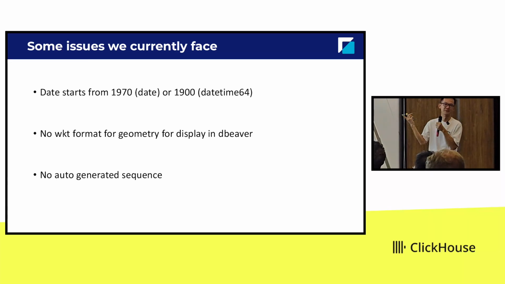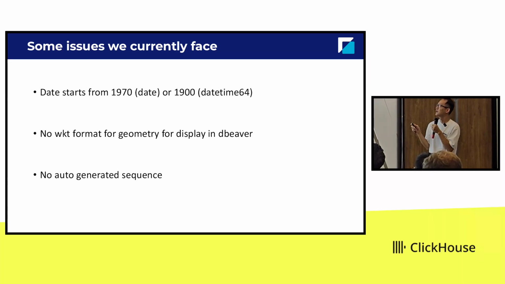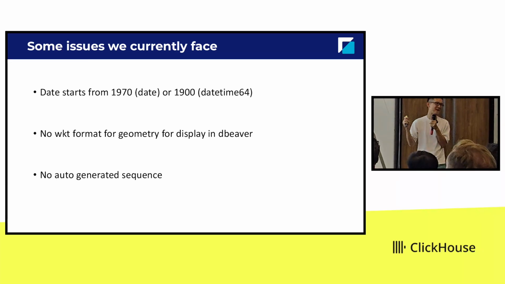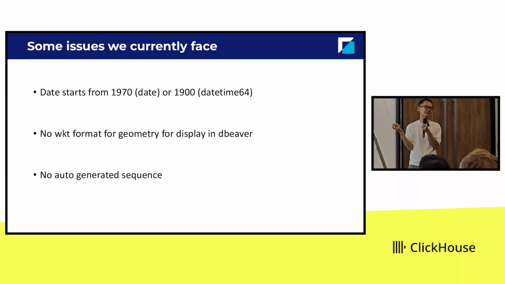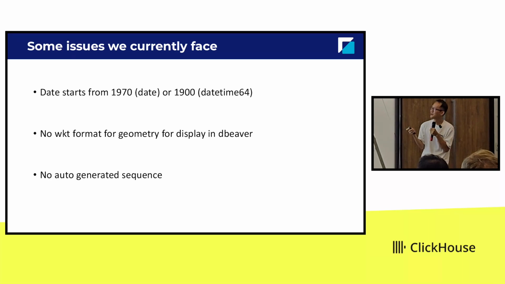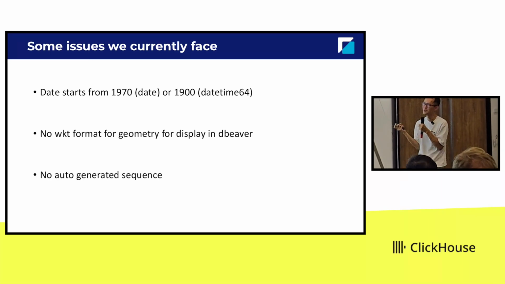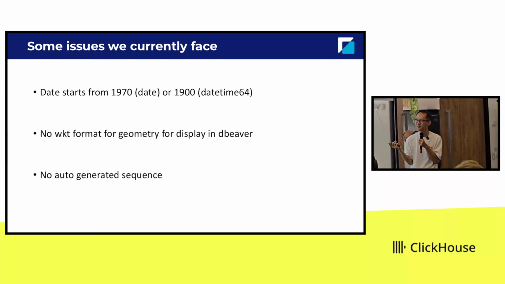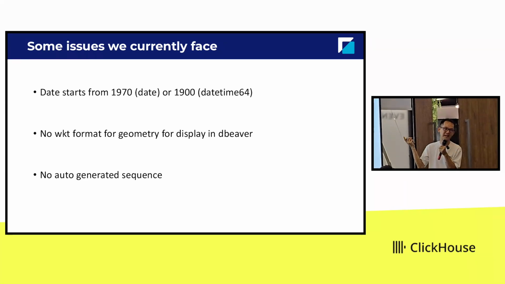So for that reason, just now I queried, right? ClickHouse has a date format starting from 1970, and a little bit better, but not as good as what we wanted, 1900, if you use the 64. So another reason that we still have our other database is, first, because of the date.